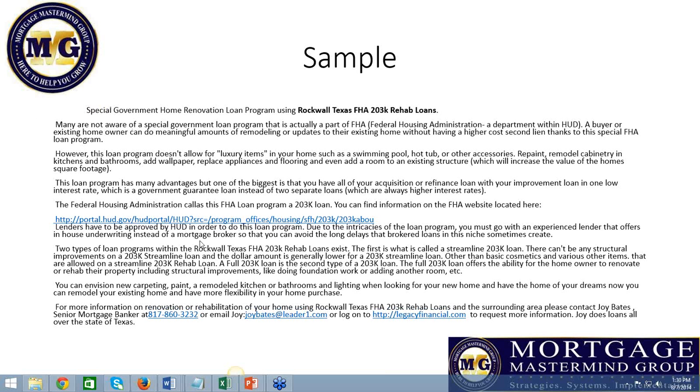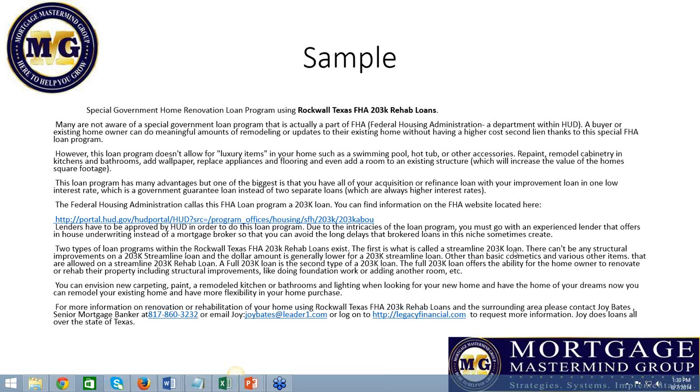All right, moving on. Lenders have to be pre-approved due to the intricacies of the loan program. You must go with an experienced lender that offers in-house underwriting instead of a mortgage broker, so that you can avoid the long delays that brokered loans in this niche sometimes create. Two types of loan programs within, notice right here, there's an insertion: two types of loan programs within the Rockwall, Texas FHA 203K rehab loans exist.